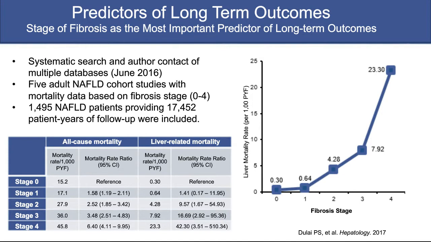Therefore, it is now a common belief that the stage of fibrosis seen on liver biopsy is an important, and probably the most important, predictor of long-term outcome. Now, it's also important to note that having steatohepatitis on a biopsy is also important because NASH predicts advanced fibrosis. Advanced fibrosis predicts liver-related mortality.